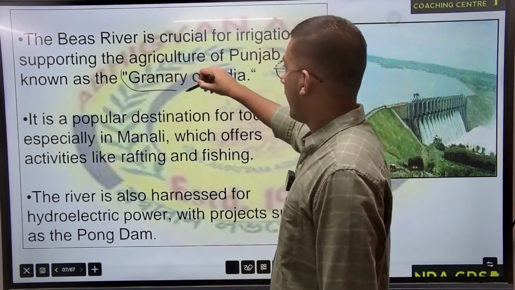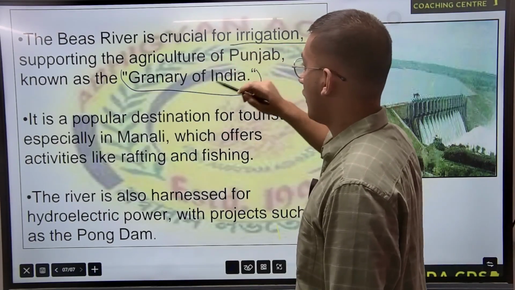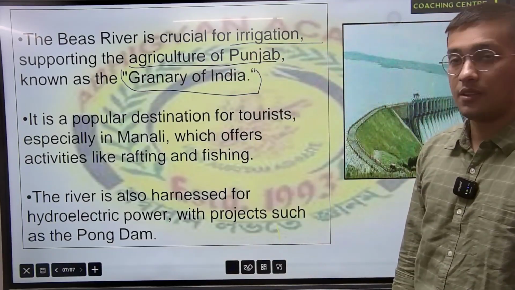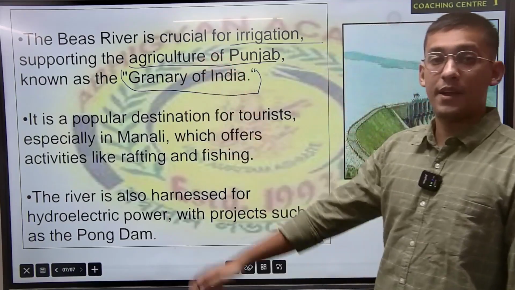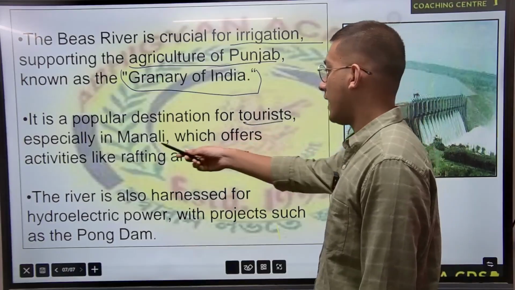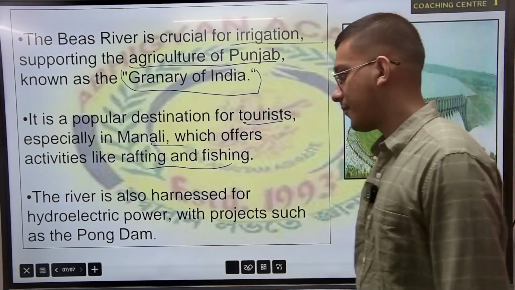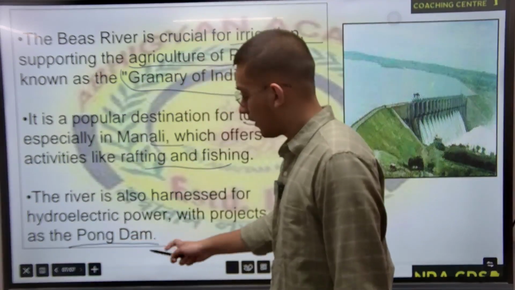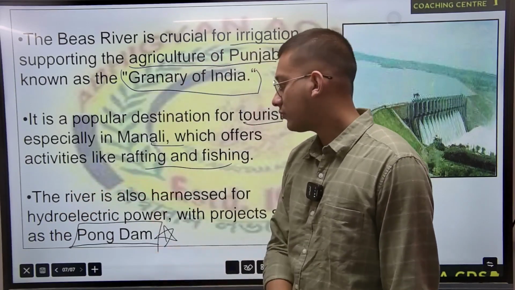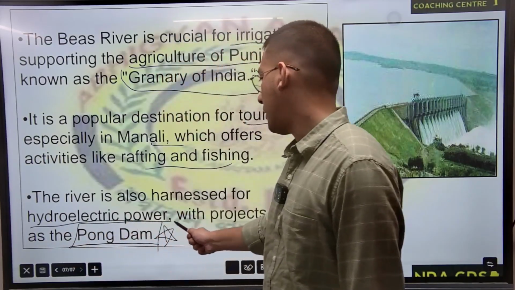Bias River is also known as the Granary of India. Why? Because it is crucial for irrigation, which supports the agriculture of Punjab. Punjab, known as the Granary of India, is supported by the Bias River. Then it is popular for tourists, especially in Manali, for rafting and fishing. Another important point here is that the Pong Dam is located on the Bias. Pong Dam, star mark it. The Pong Dam is important because of its hydroelectric power.